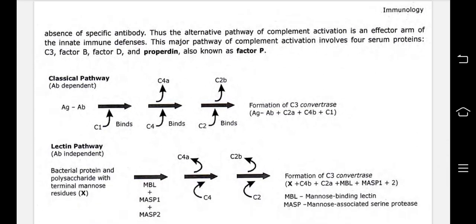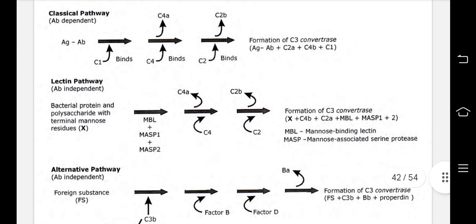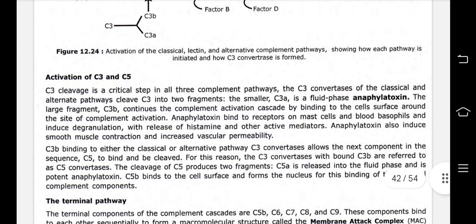So, classical pathway: antibody dependent, antigen-antibody, C1 binds, C4 binds, C2 binds, C4a, C2b, formation of C3 convertase. Then the lectin pathway and alternative pathway we could see. And activation of C3 and C5. C3 cleavage is a critical step in all three complement pathways.